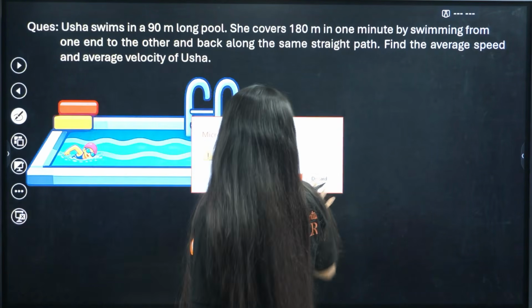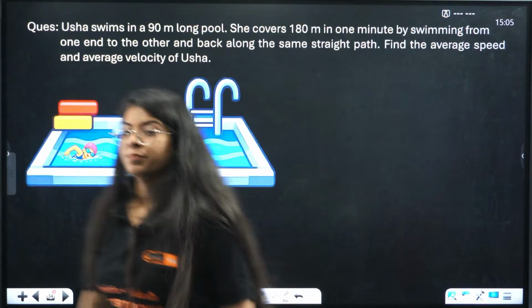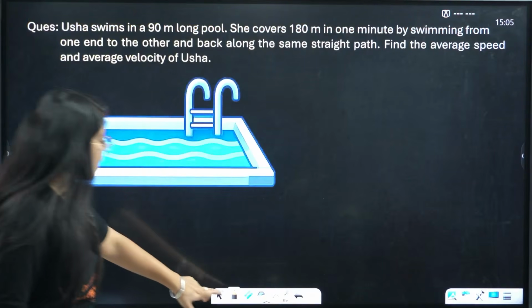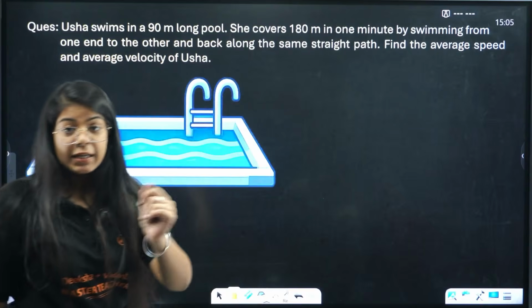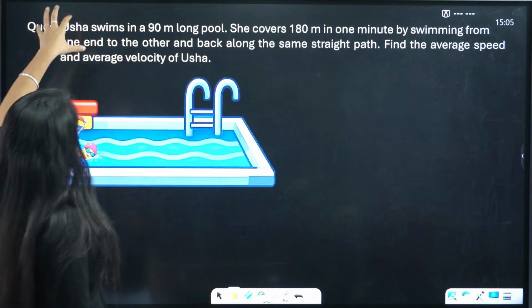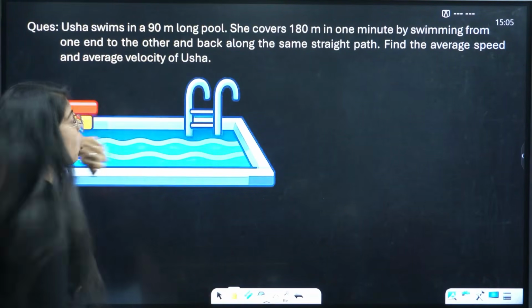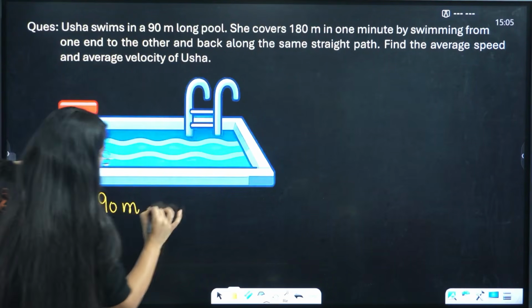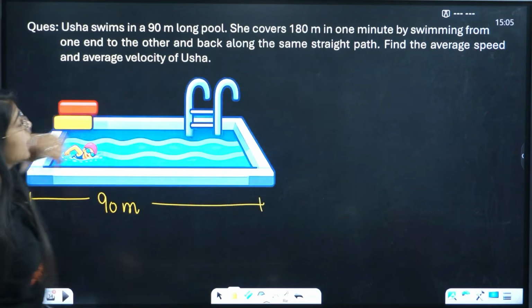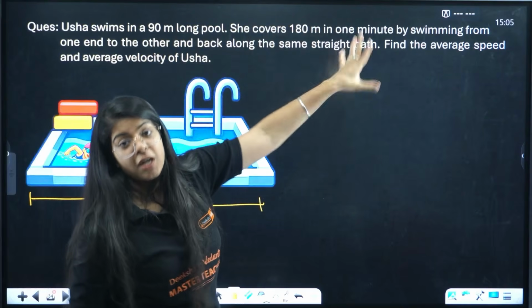I'll use this for the question. Okay, now let's understand this question very carefully, and whenever you read, you'll start writing. Okay, see, Usha swims in a 90-meter long pool. So this is a 90 meters long pool, and what they're telling is, she covers 180 meters in 1 minute.